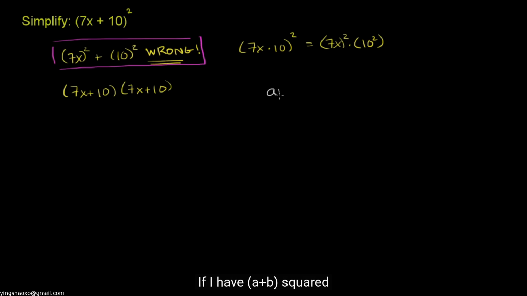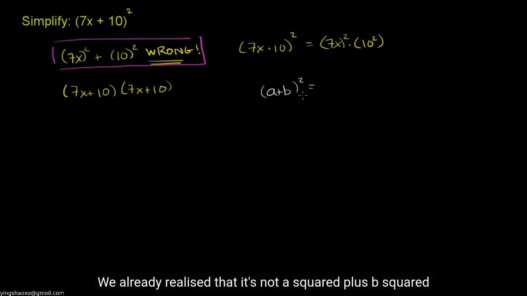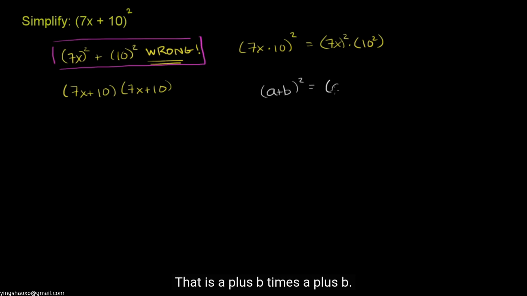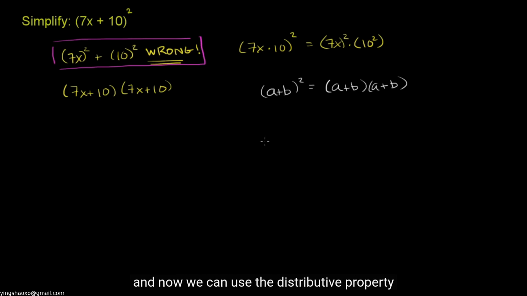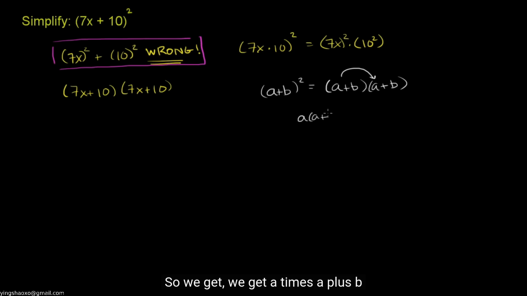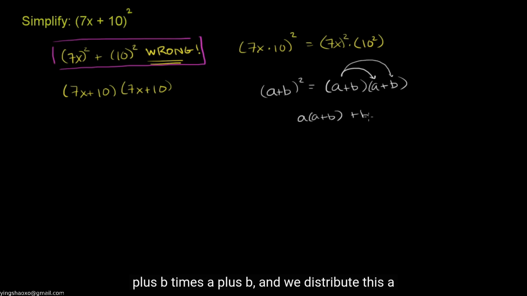So if I have a plus b squared, we already realized that's not a squared plus b squared. That is a plus b times a plus b. And now we can use the distributive property. We can distribute this a plus b times this a. So we get a times a plus b, and then we distribute the a plus b times this b, plus b times a plus b.